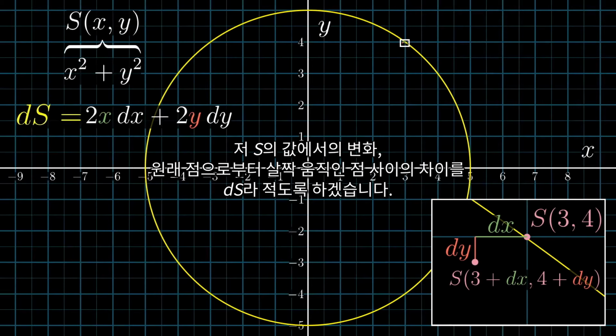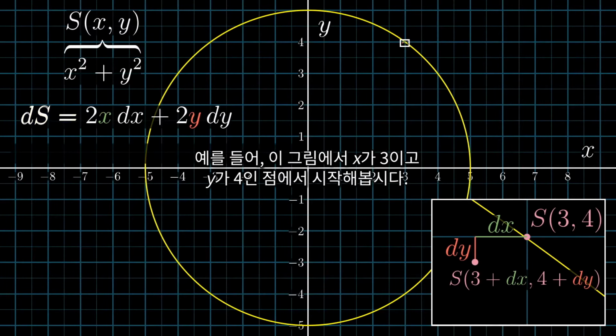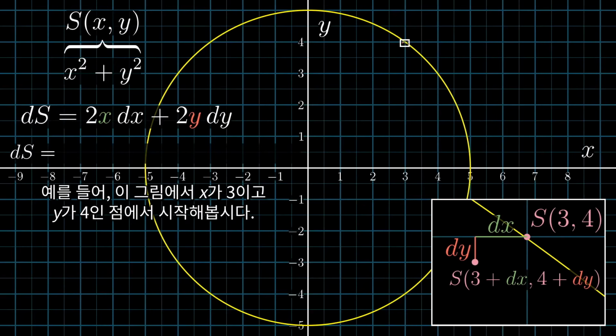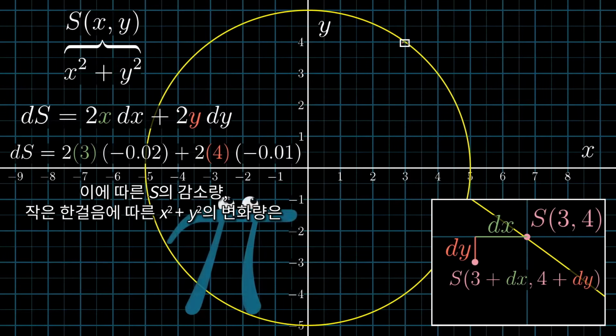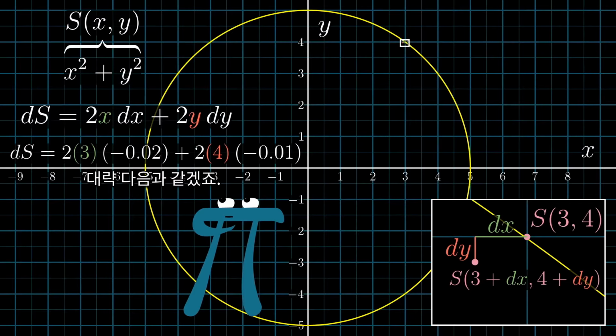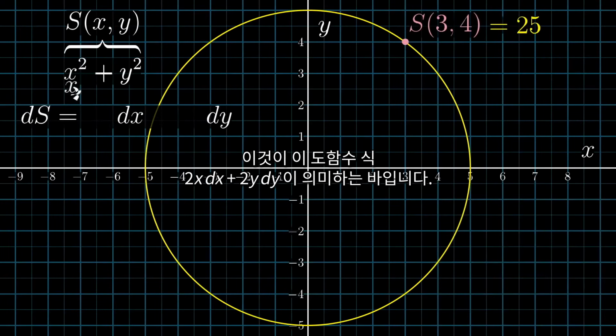And that difference, the difference in the value of s before the nudge and after the nudge, is what I'm writing as ds. For example, in this picture, we're starting off at a point where x equals 3 and where y equals 4. And let's just say that that step I drew has dx at negative 0.02 and dy at negative 0.01. Then the decrease in s, the amount that x squared plus y squared changes over that step, would be about 2 times 3 times negative 0.02 plus 2 times 4 times negative 0.01. That's what this derivative expression, 2x dx plus 2y dy, actually means.